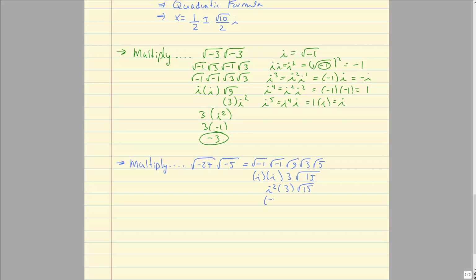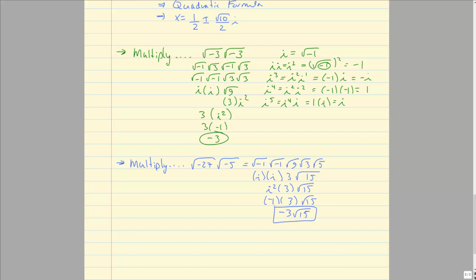i squared is a negative 1. So I'm left with negative 3 root 15. Now in this particular problem, there's no i's left because everything was raised to an even power, and with those even powers, the i's are gone. So negative 1 or 1. But when I have an odd power like i cubed, i to the 5th, you'll be left with an i.